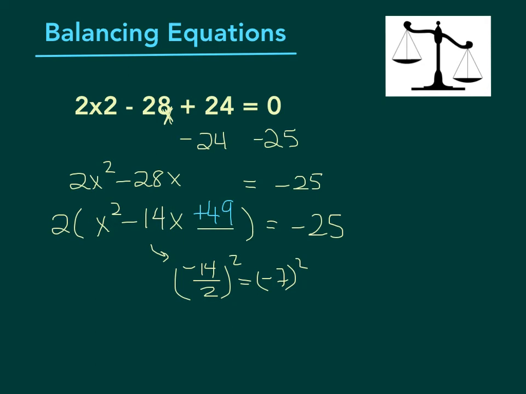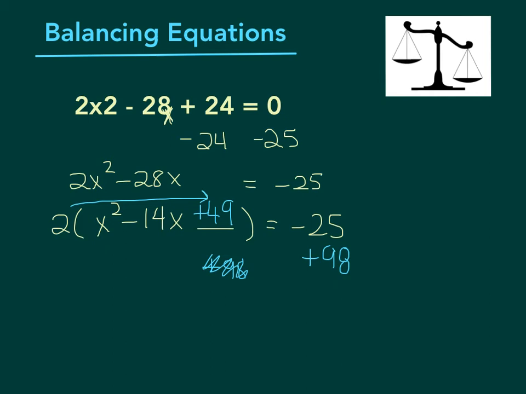Now this is where it gets a little bit harder. So I'm adding a 49 inside the parentheses. This 2, though, is outside the parentheses. So what I'm actually adding to the left side of my scale, or my equation, is 2 times 49. So I've really added, in a way, a 98. So I have to make sure when I actually add to the other side, I add 98. So this 2 times the 49, 98, so add that to the other side.